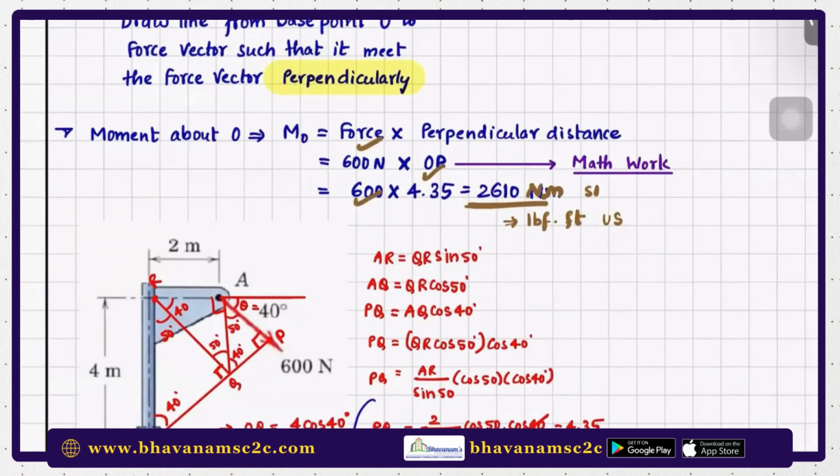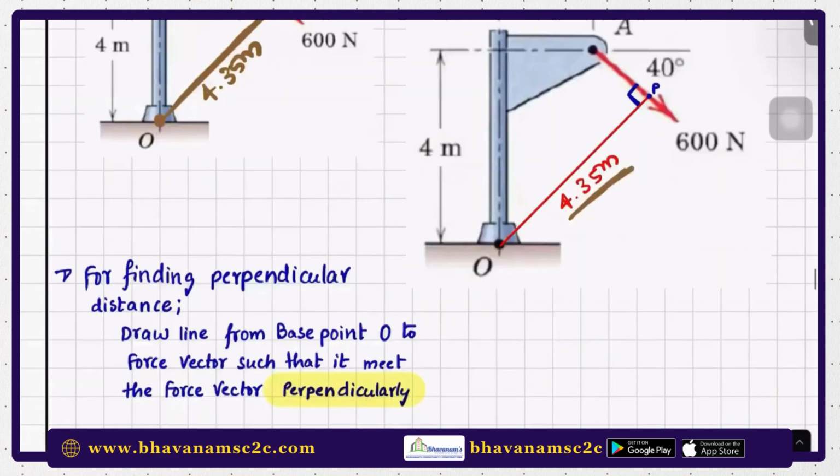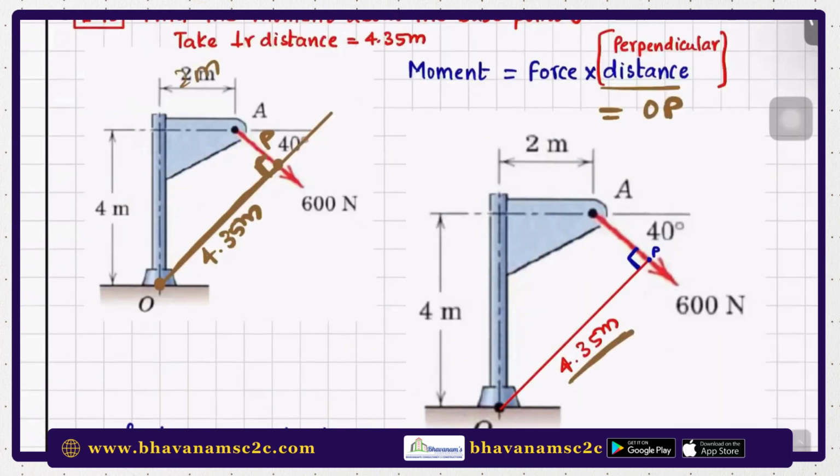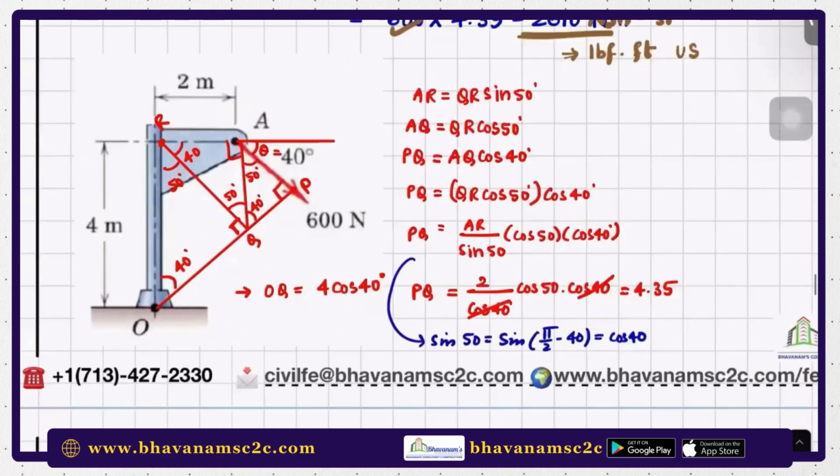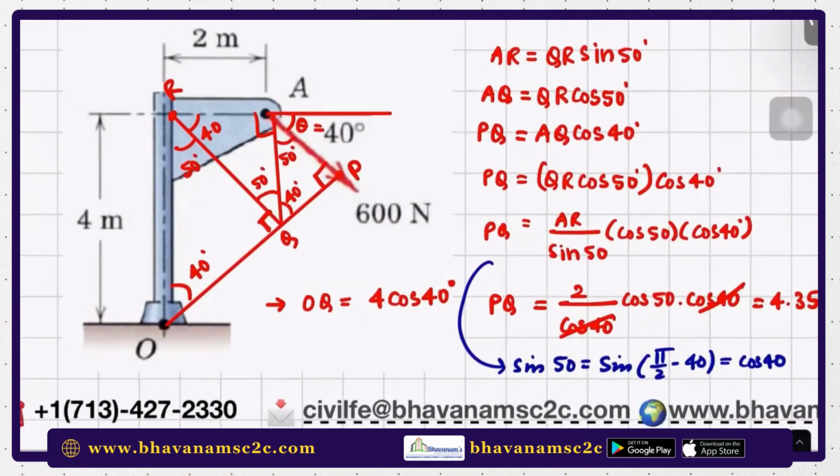Now you can ask me, sir, Mr. Chandravardhan, the question is like this: it is 2 meter here, it is 4 meter here, and no information is given for the perpendicular distance. Teach us how to find this perpendicular distance. Since I have selected a complex question, I tried to reduce this, but here is the explanation. The procedure is a type of geometry.